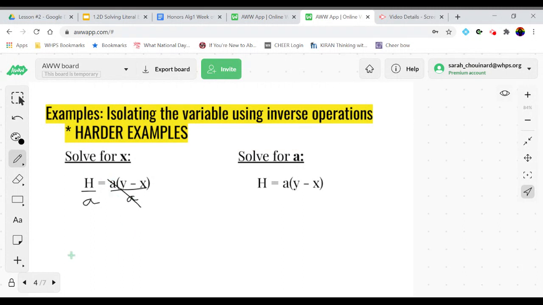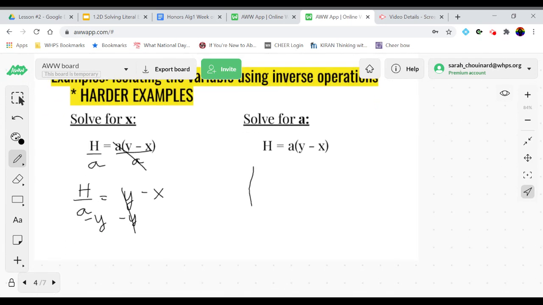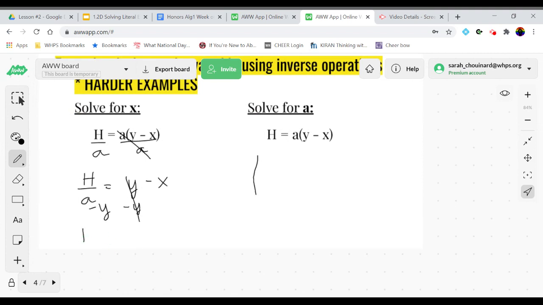That actually gets rid of that. And so I'm left with h divided by a equals y minus x. And so now I need to isolate x by getting rid of this y. So to get rid of y, I subtract y, because y minus y cancels. And so I'm left with h divided by a minus y equals, this negative sign's still there, negative x.